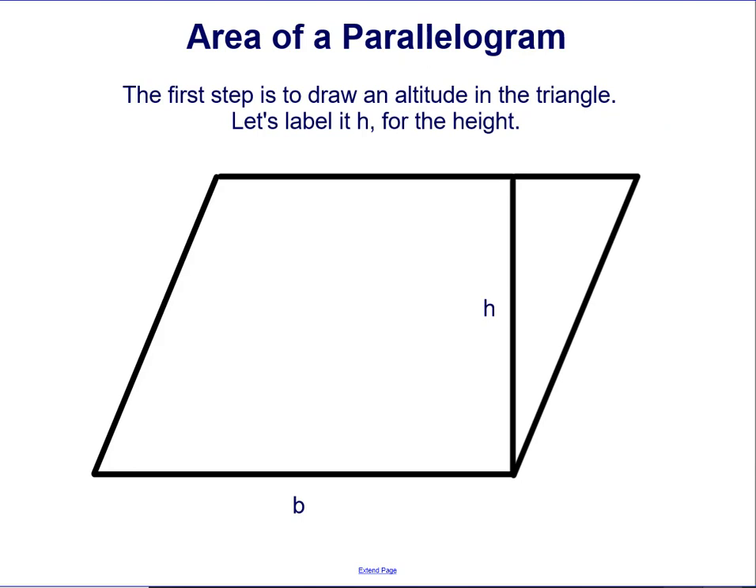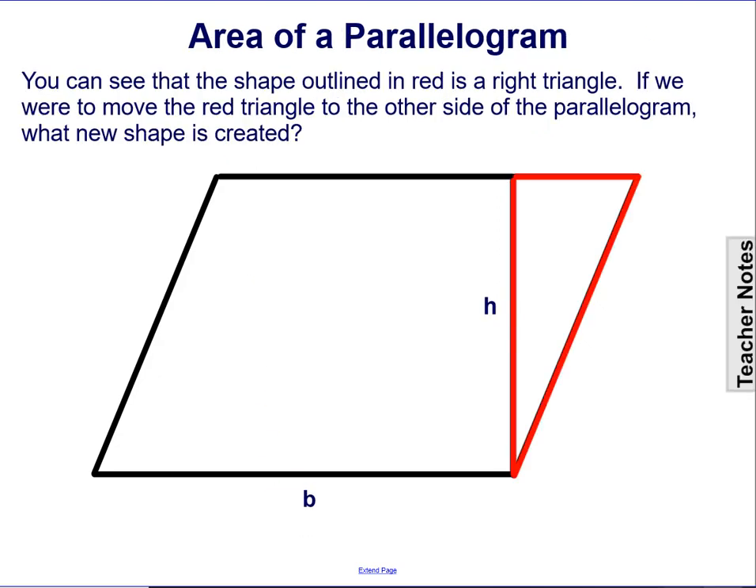The first step is to draw an altitude in the triangle. Let's label it h for height. So this is our altitude that we have drawn. Notice we have also labeled the bottom b for base. You can see that the shape outlined in red is a right triangle. We have now created a right triangle.